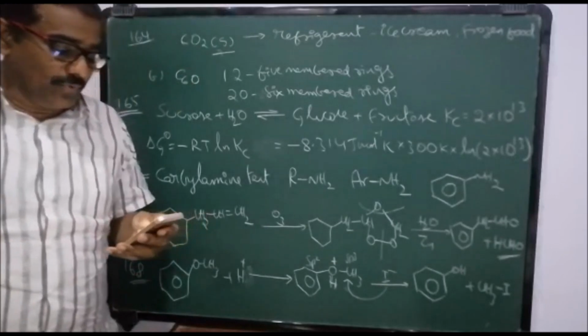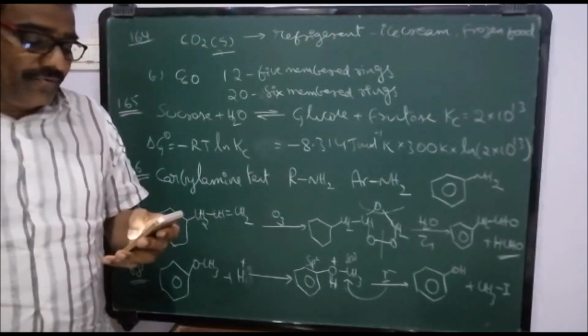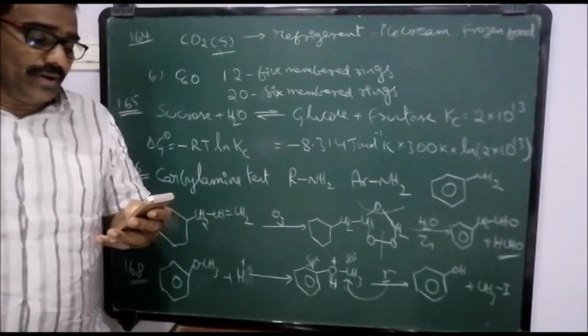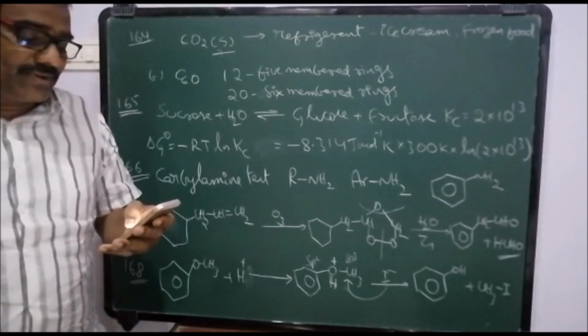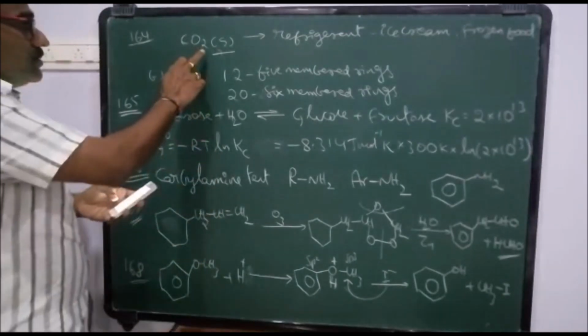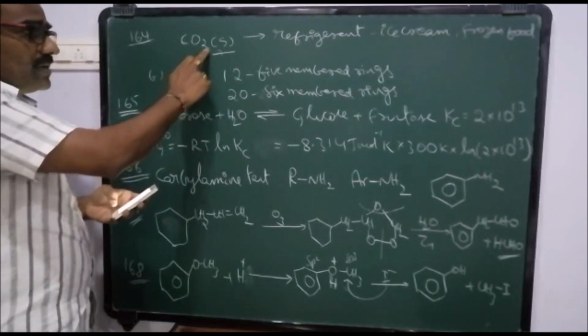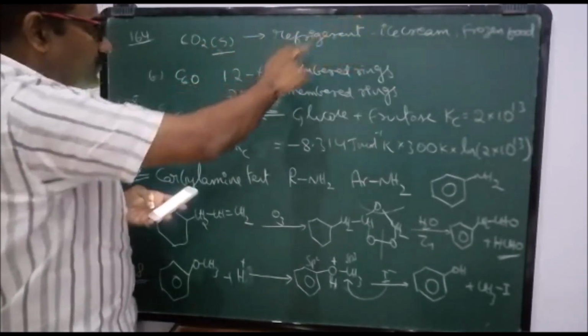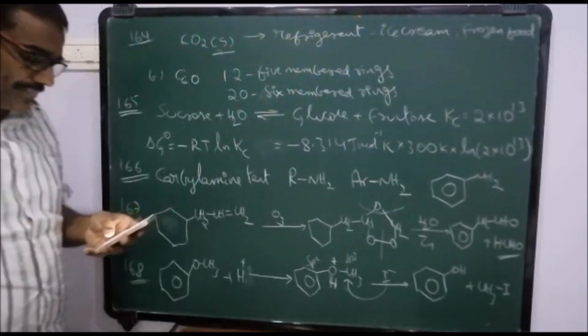Question number 164. Identify the correct statement from the following. CO2 gas is used as refrigerant for ice cream and frozen food. That is the wrong statement, because solid CO2, dry ice, is used as refrigerant for ice cream and frozen foods. So the first statement is wrong.